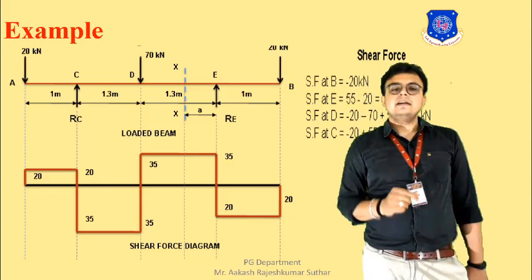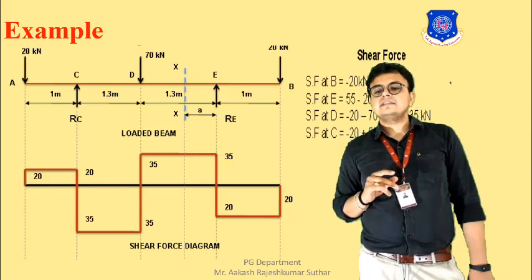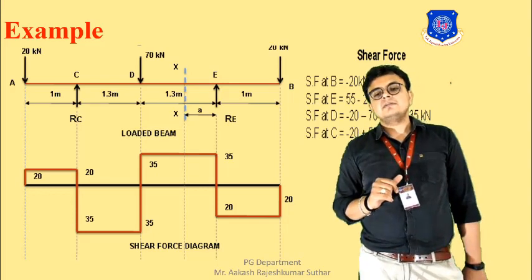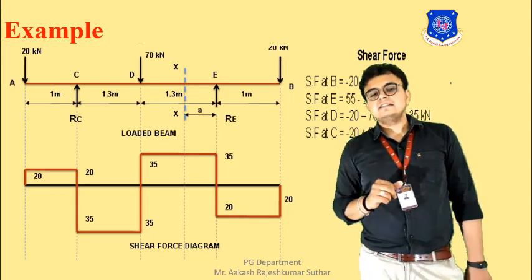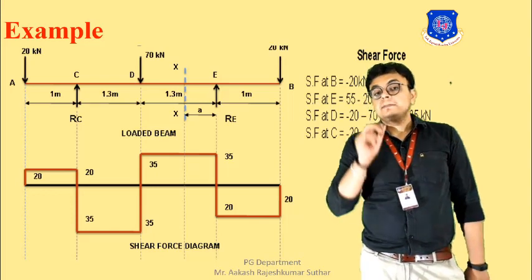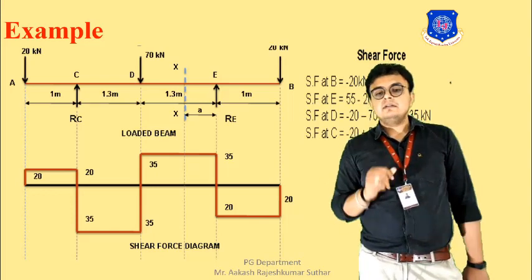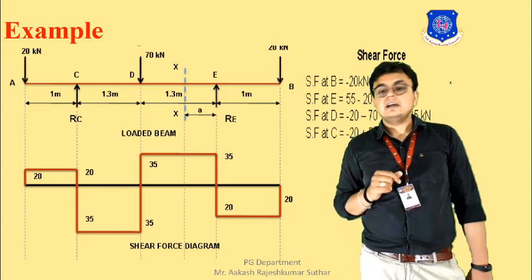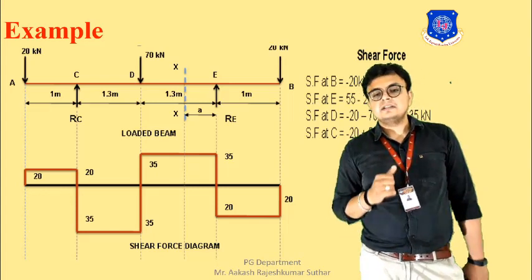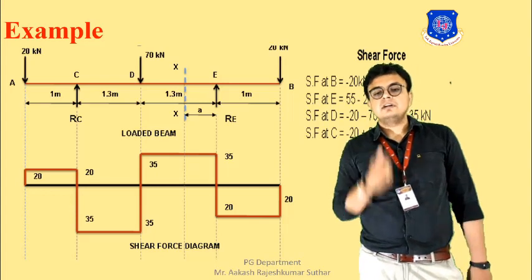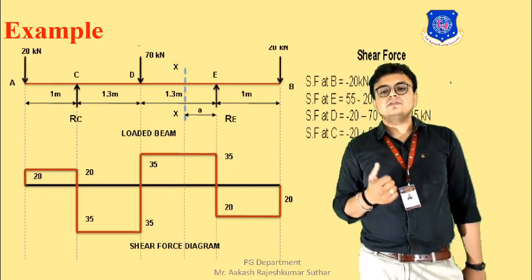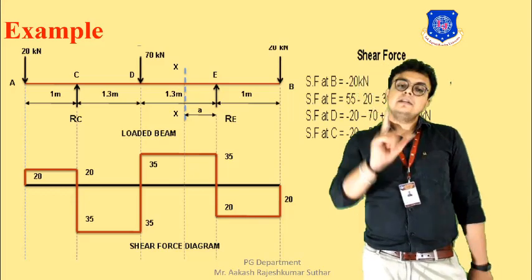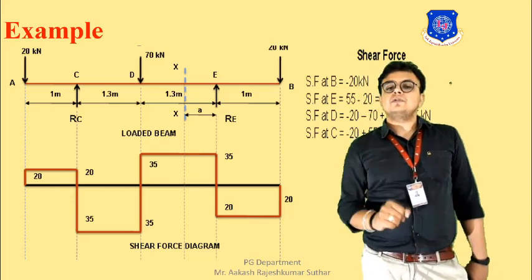Okay. And next thing that we required is the shear force at C. Shear force at C will be equal to minus 20 plus 55, that is the reaction at C, minus 70 plus 55. So ultimately, we can say that the shear force at the C will be 20 in positive direction. Now let's prepare a shear force diagram.